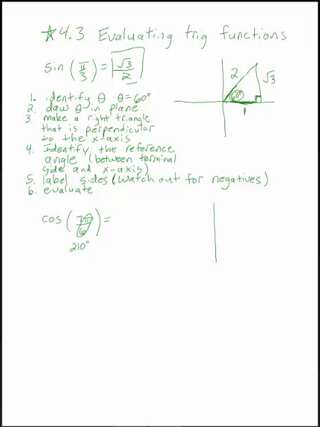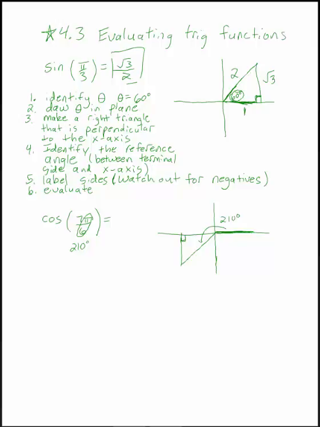So I'm going to draw in an angle of 210 degrees and draw in a triangle. So 210, starting from that positive x-axis, 210 would put me in quadrant 3. So that right there would be 210 degrees. So now I make my triangle perpendicular to the x-axis.